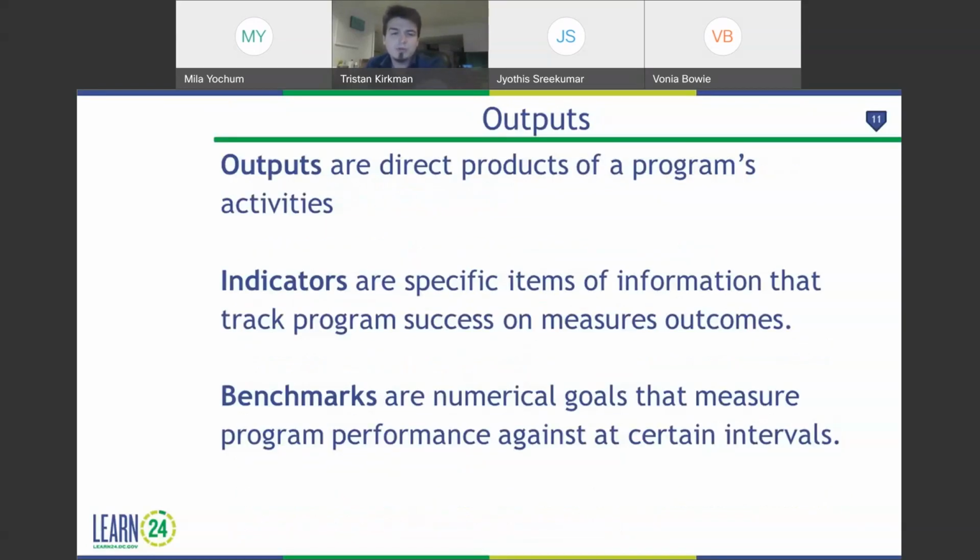Outputs are the direct product of your program's activities, and they include indicators, specific items of information that track program success on outcomes measures, and benchmarks, numerical goals that measure program performance against certain intervals. And we're going to get a lot more into outputs a little bit later on.